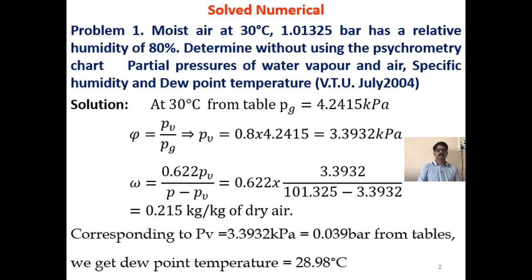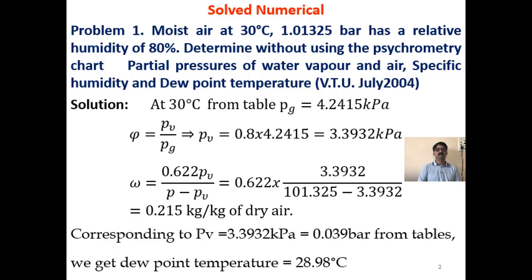Now let us take this first problem. Moist air at 30 degrees Celsius and 1.01325 bar has a relative humidity of 80%. Determine, without using the psychrometric chart, partial pressures of water vapor and air, specific humidity and dew point temperature. So let us analyze this problem first.